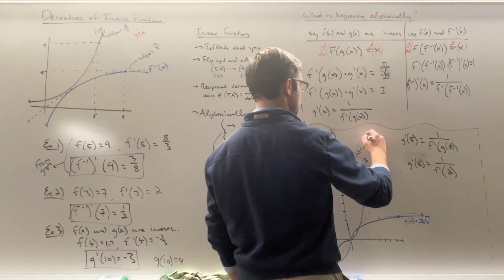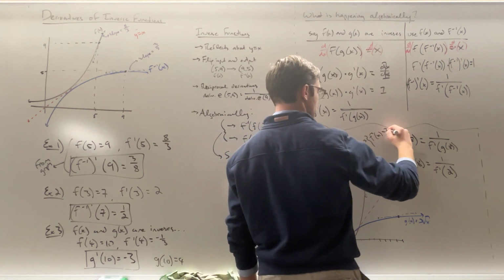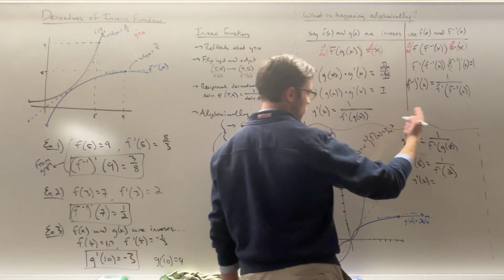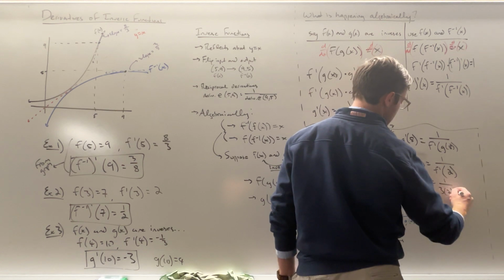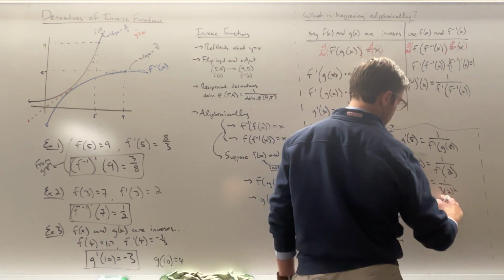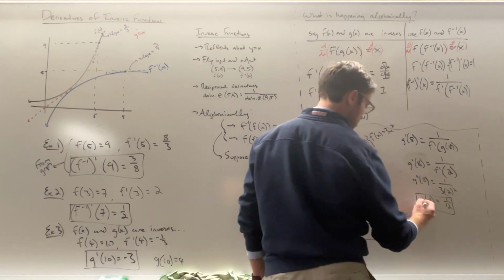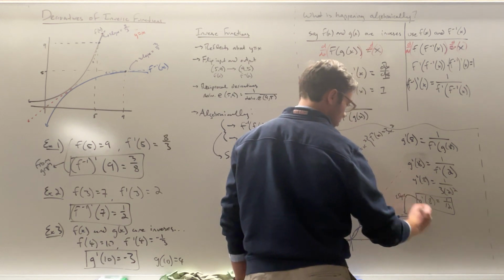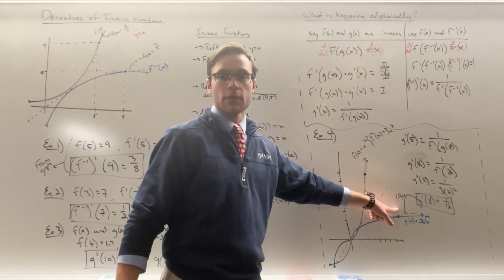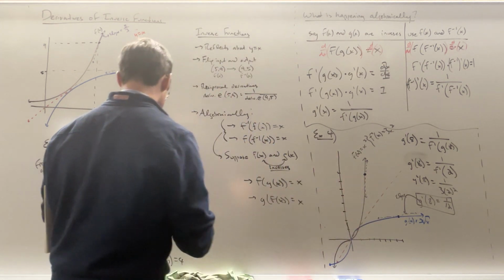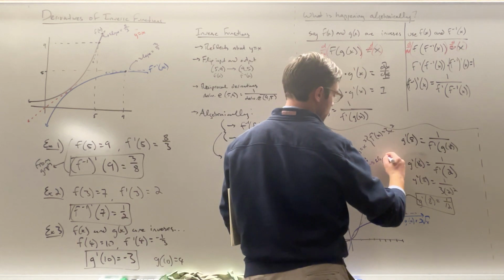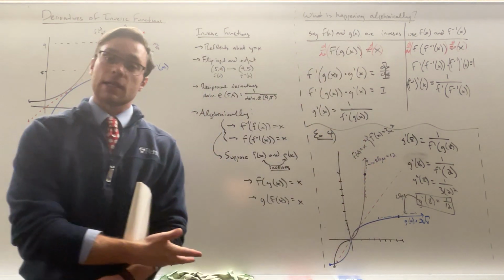And so what you can do is say, this is our function, our derivative is 3x squared. So g prime of 8 is 1 over, plug 2 into here, 3 times 2 squared. So g prime of 8 is 1 over 12. So that means the slope here is 1 over 12, and we were able to do it algebraically. The graph helped us understand that f prime of 2 is 12, so this slope is 12.